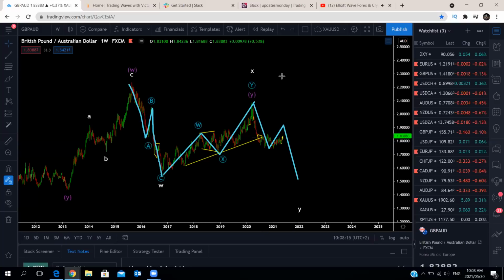And this corrective structure has not been dropping as we've been expecting. So what that means is this correction is not done as yet, and we are looking for it to continue to the downside. Now let's have a look at how this is playing out. So I'm going to focus around this area because this is where we are now.